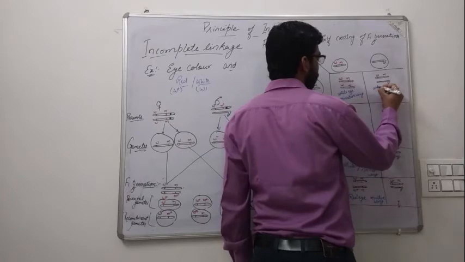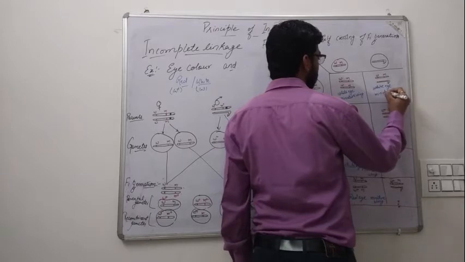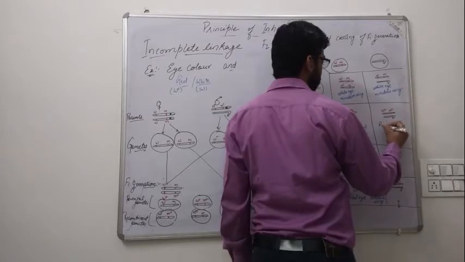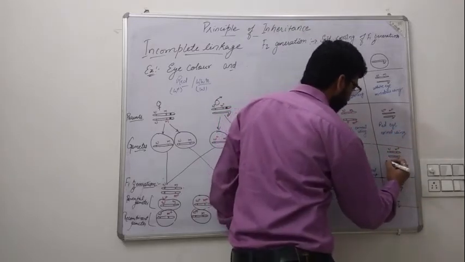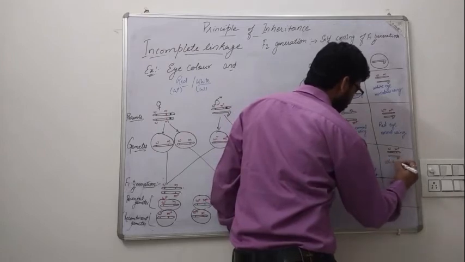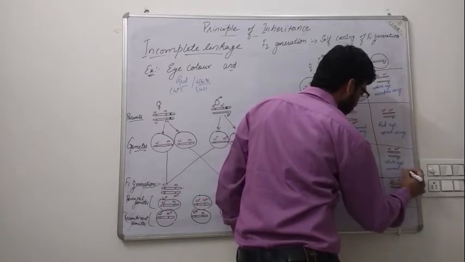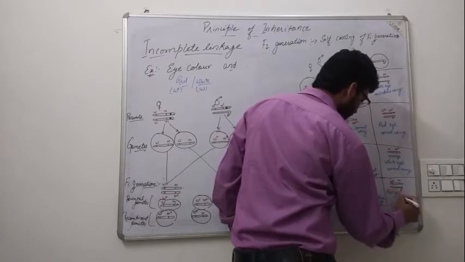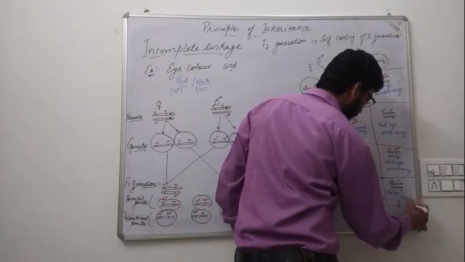So the characteristic is only on the X chromosome here. So it's a white eye, miniature wing, red eye, normal wing, white eye, normal wing, red eye, miniature wing here.